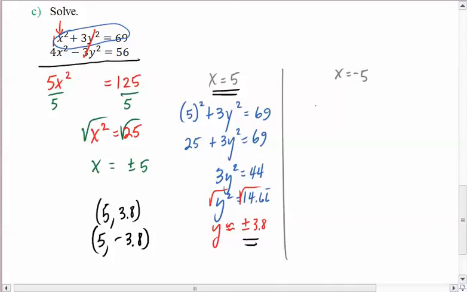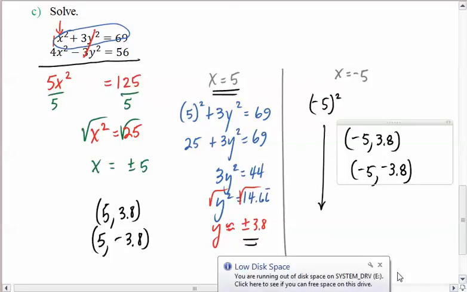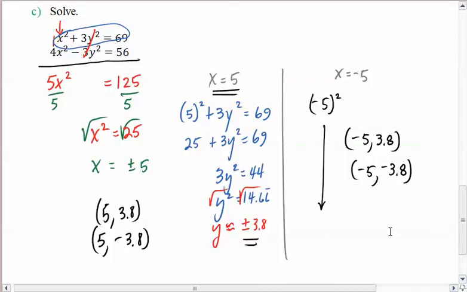Now, if I go in and I put in a negative 5 and I square it, is that going to get me any different answer than what I just got? Of course not. So my 2 answers for this one are the same process. Negative 5 gives me that, and negative 5 also gives me one of those. Alright, so my 4 answers, my 4 intersection places are these 4 answers here.